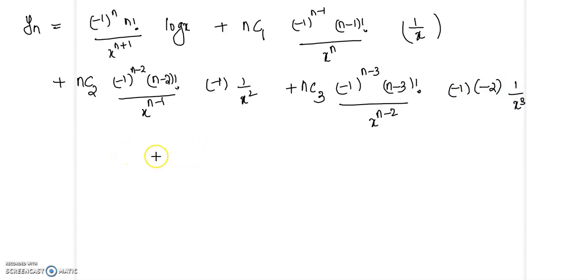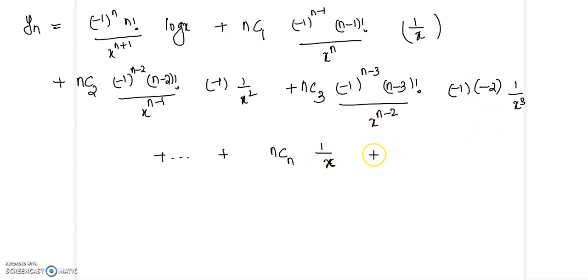Now, continuing like this, the last term is going to be nCn into u, where u is 1 by x, and the nth derivative of this comes in a pattern: minus 1 into 1 by x square, then minus 1 into minus 2 into 1 by x cube, and when the next term comes, minus 1, minus 2, minus 3 into 1 by x raised to 4.